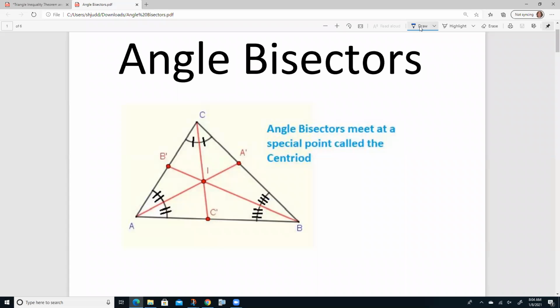Let's talk about angle bisectors. Angle bisectors are rays or segments that start at the vertex of an angle and cut that angle evenly in half. Here we see a triangle that has 3 angle bisectors going through each of its angles A, B, and C. We also know the point where all the angle bisectors meet is labeled I. That I is called a centroid, which is a special point on a triangle that we'll talk more on later.